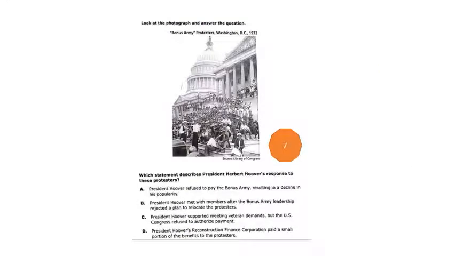Question seven. Look at the photograph and answer the question. And remember, always try to find, if you're lucky enough to be provided with a title, it makes all the difference. This is the Bonus Army, Washington, D.C., 1932. Which statement describes President Hoover's response to these protesters? But we know that these are the Bonus Army protesters.